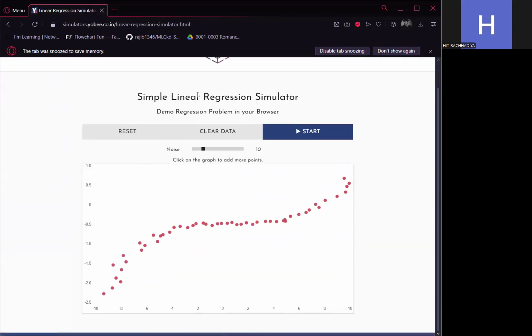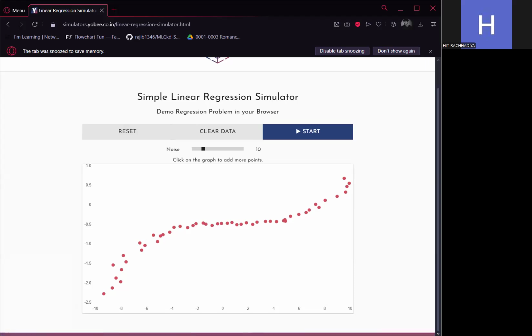The first concept is simple linear regression. So let's look at what linear regression is. Linear regression is a statistical method used to model the relationship between a dependent variable and one or more independent variables. It predicts the value of the dependent variable as a linear combination of the independent variables. The equation for linear regression is y equals beta 0 plus beta 1 x.